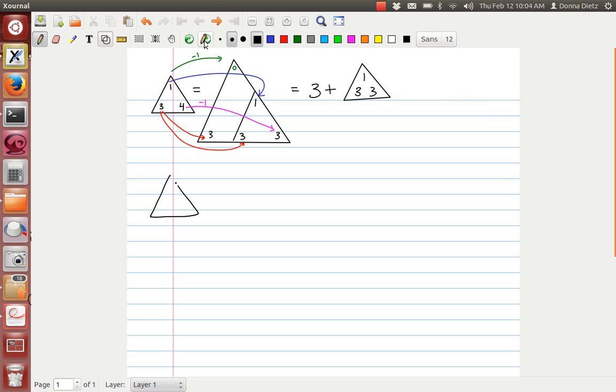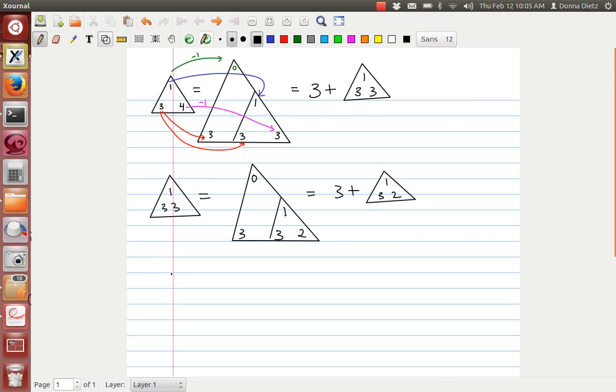At the next line, I can say, well, what is 133? Well, that is equal to, it's not drawing triangles today. Again, I'm going to copy this 3 here and here, and then the 1 gets copied here. And then what happens? I'm going to take the green arrow, which tells me to do this, and the purple arrow tells me to do this. And this is equal to 3 plus triangle 132.